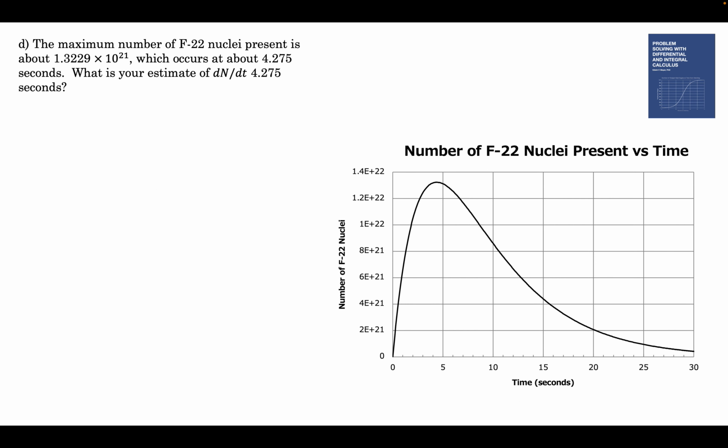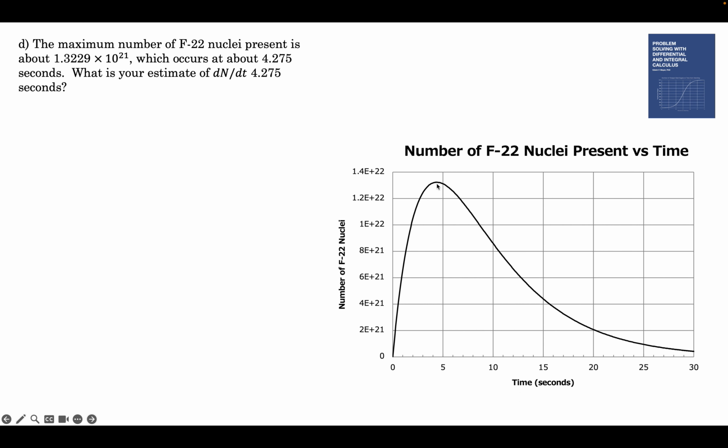D, the maximum number of F22 nuclei present is 1.3 times 10 to the 21st, or 1.4, a little bit bigger than 1.3 right here. It occurs at 4.275 seconds, 1, 2, 3, 4, somewhere right in here. There's the peak. What's the dn/dt?